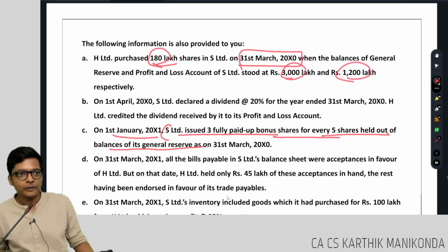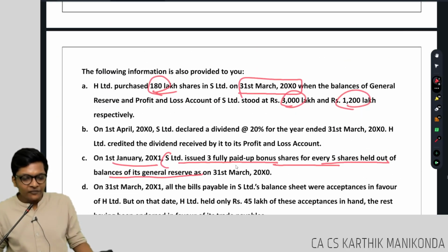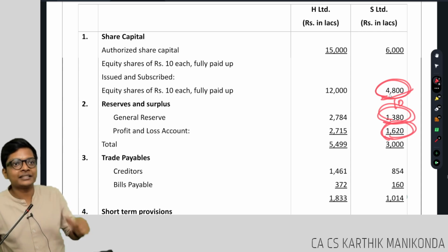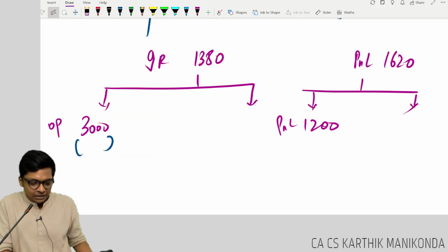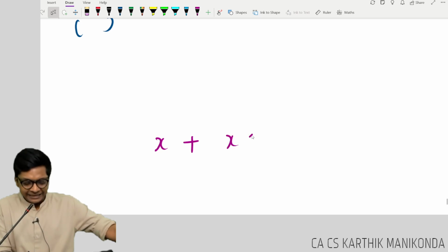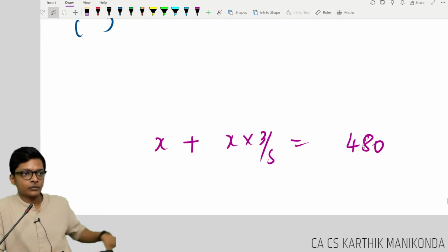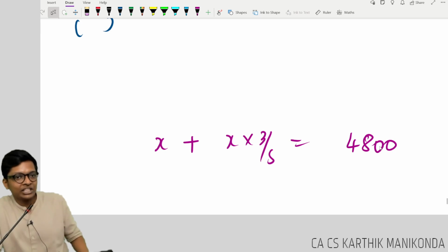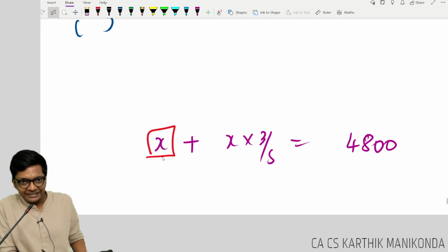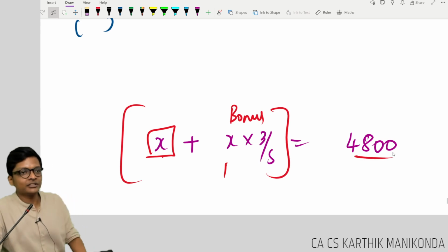How much is that? Sir, how do I find that? Look at this. 4800 is after bonus. So what is before bonus? Very simple. X plus X into 3 by 5 is equal to 4800, share capital after bonus. Correct? So, share capital before bonus is X plus bonus, which is X into 3 by 5. Adding both, you will get 4800.